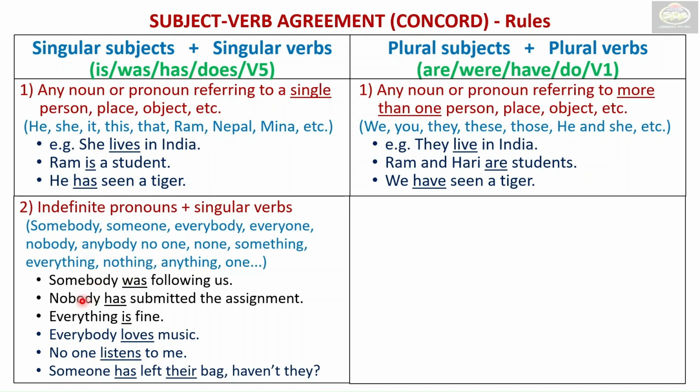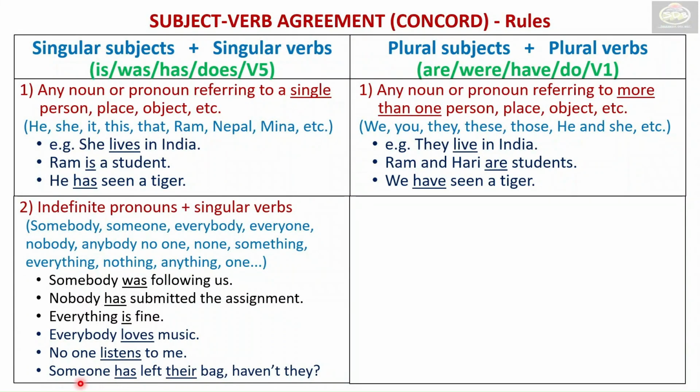For example, somebody was following us. Nobody has submitted the assignment. Everything is fine. Everybody loves music. No one listens to me. Someone has left their bag, haven't they? Has is here. With someone we have to use has.